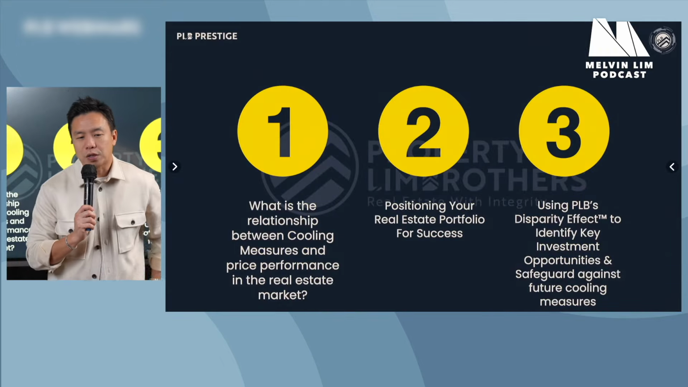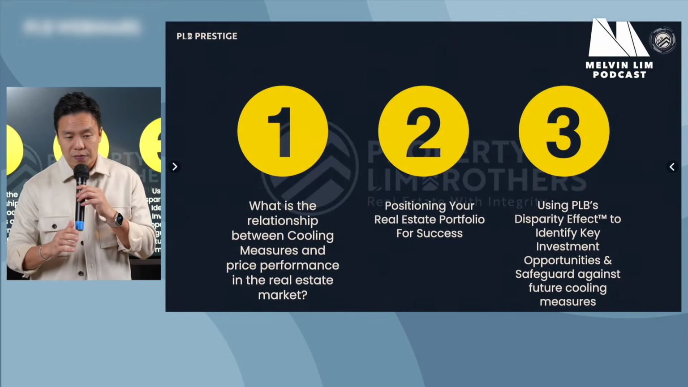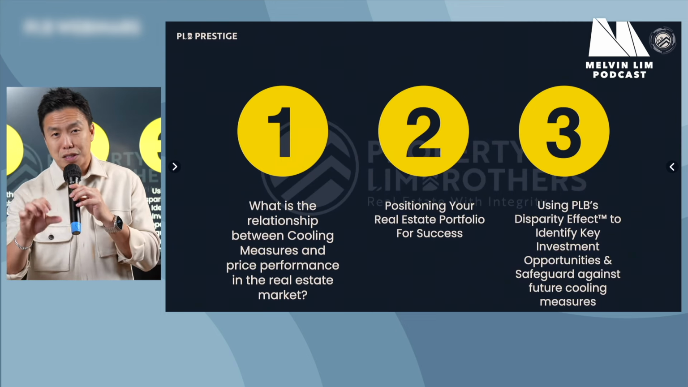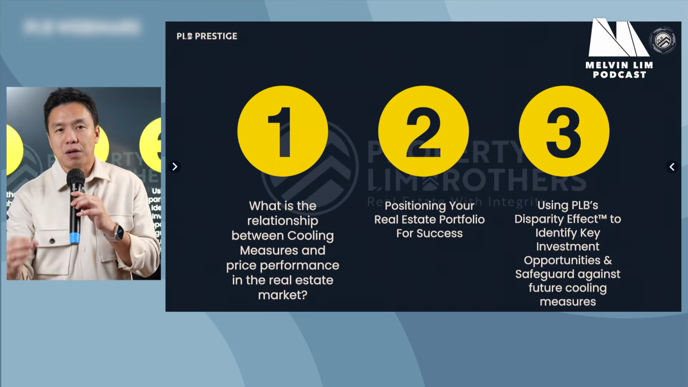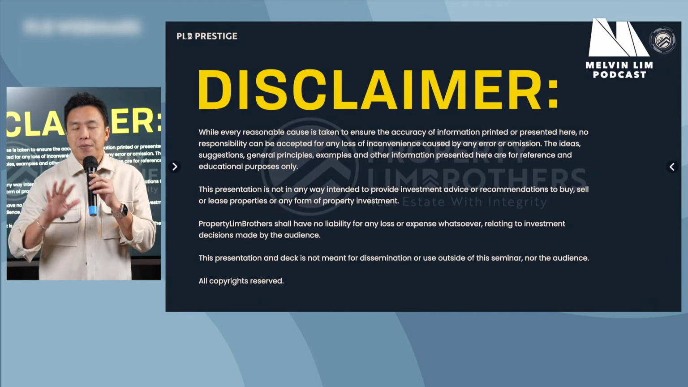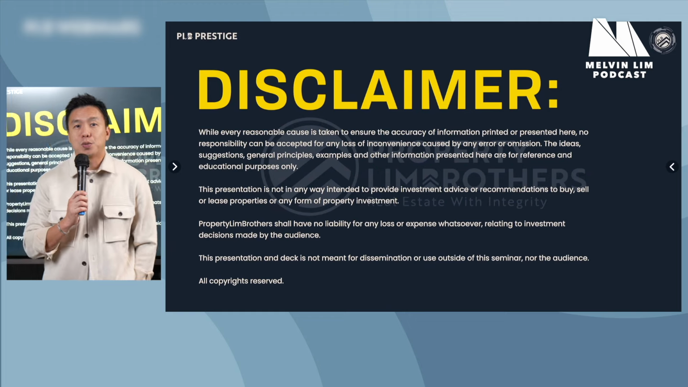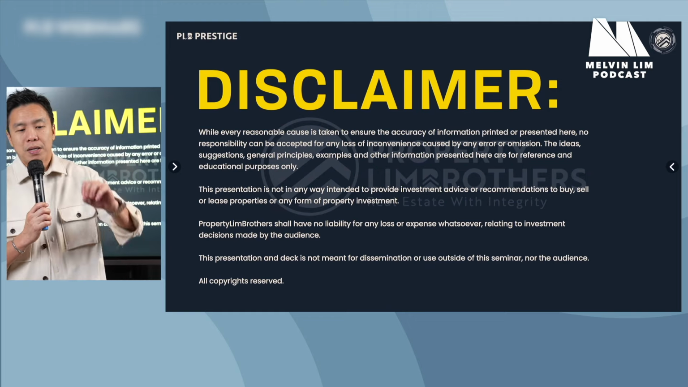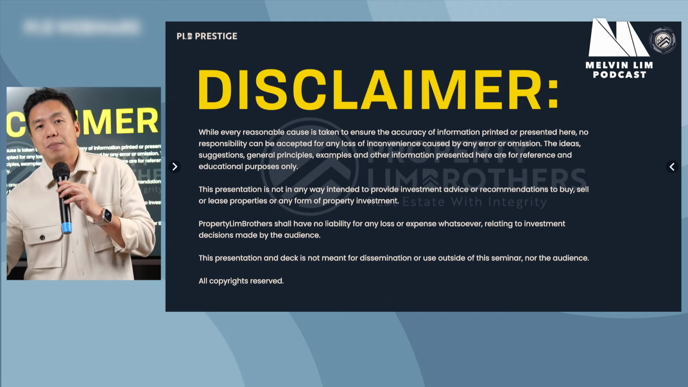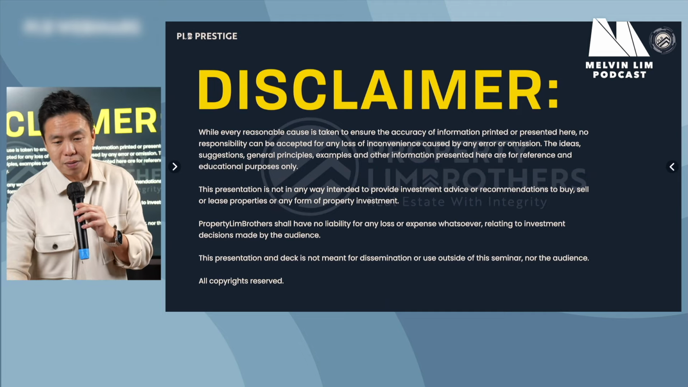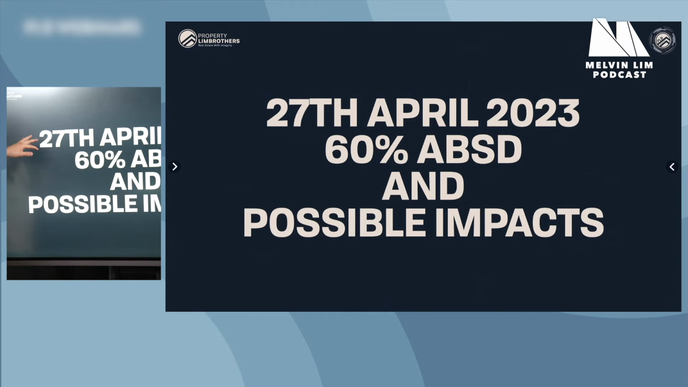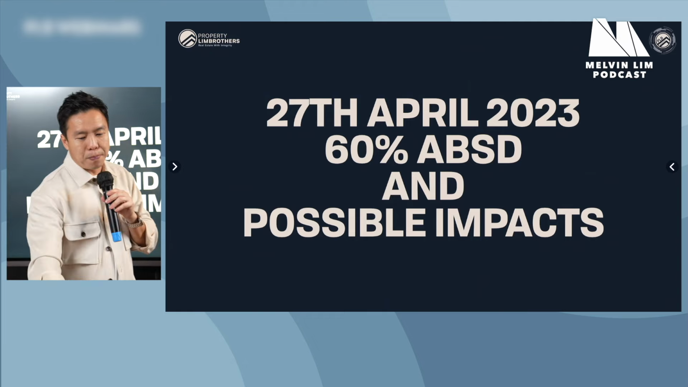So these are the three things that we're going to talk about: the relationship between cooling measures and price performance, positioning your portfolio for success, and last but not least, how we use the disparity effect as a methodology to safeguard against future cooling measures. Quick disclaimer, these are meant for research and education purposes, and a lot of what we're going to talk about stems from our opinion as well as what has been derived from the PRB research team. Going straight into this, 27 April 2023, 60% possible impact.